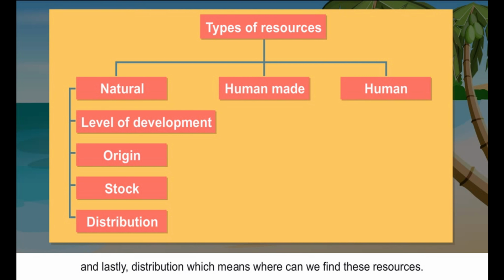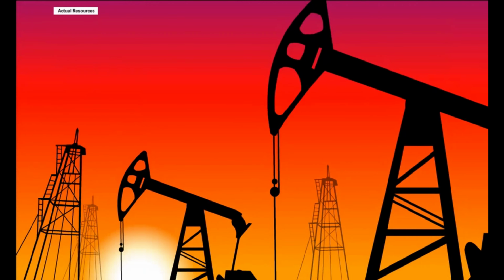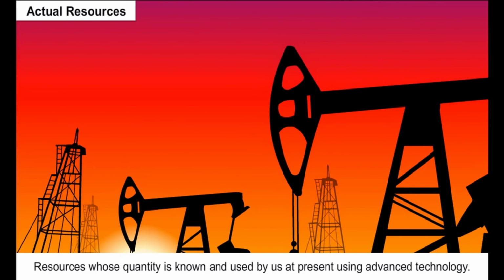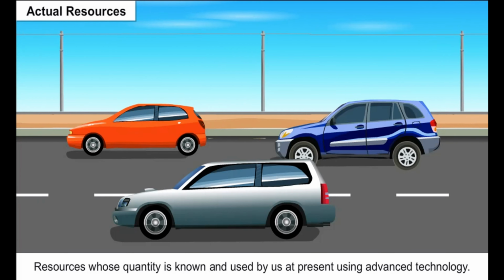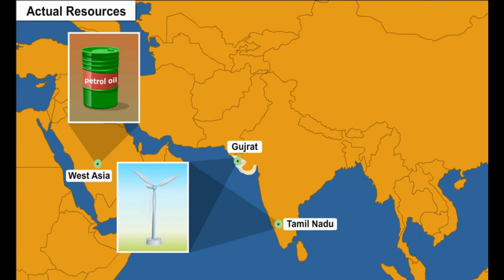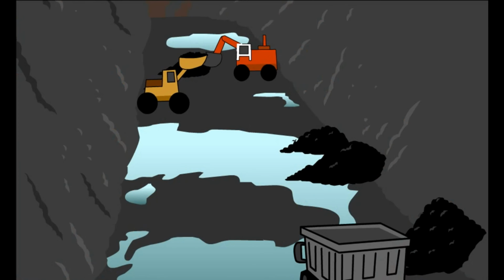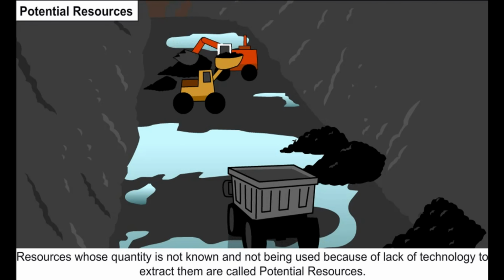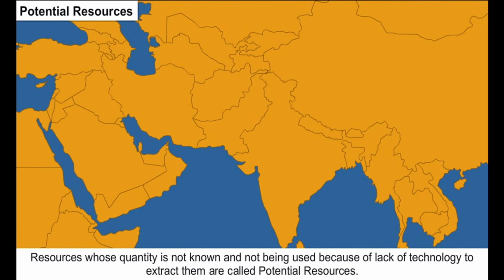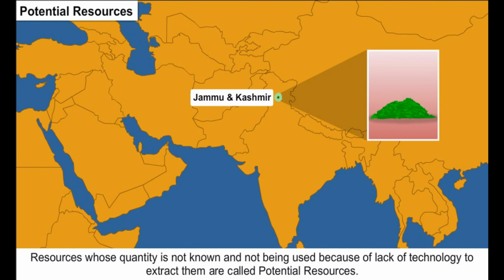On the basis of level of development and use. Actual resources. Resources whose quantity is known and used by us at present using advanced technology. Example, petrol in West Asia, windmills in Tamil Nadu and Gujarat coast, coal in Andhra Pradesh. Potential resources. Resources whose quantity is not known and not being used because of lack of technology to extract them are called potential resources. Example, uranium in Jammu and Kashmir.